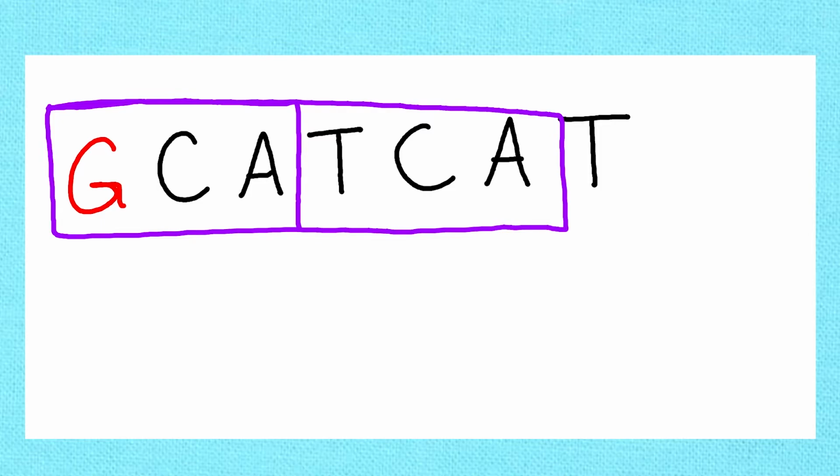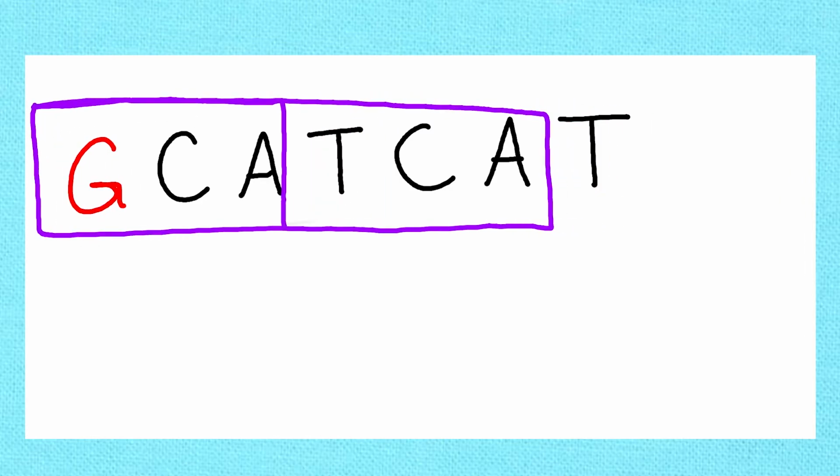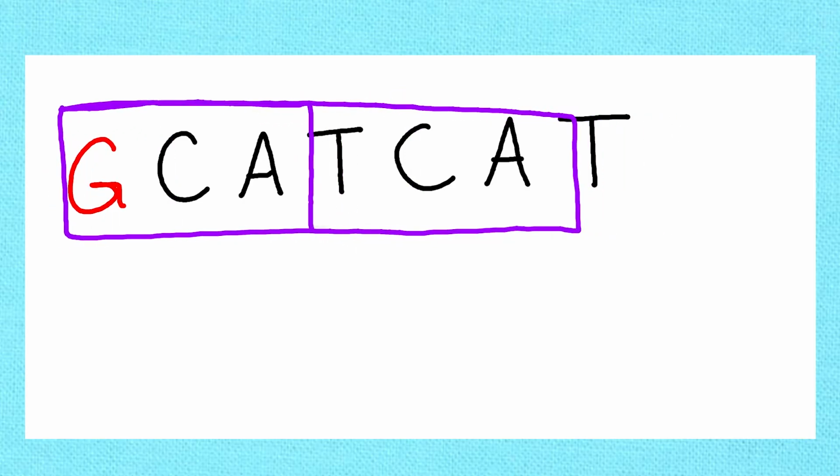So now instead of CAT, CAT, which was a good code, it's GCA TCA T, which is nonsense. So I've really messed this up by shifting my frame in one direction. That's why it's called a frameshift mutation.